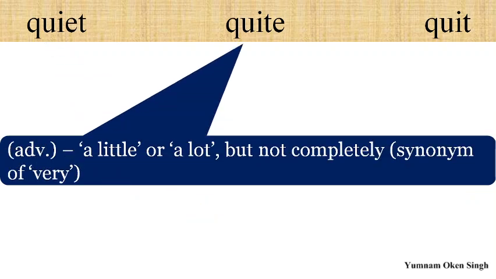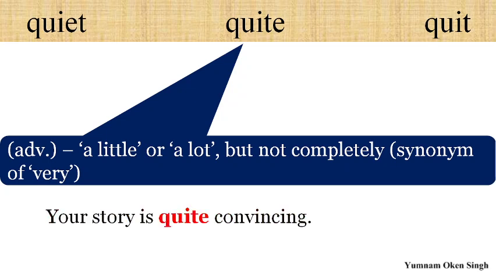Next here, quite ending with te. This one is an adverb. It means a little or a lot, but not completely, and this is generally considered a synonym of the word very. Let's see example here. Your story is quite convincing means your story is very convincing.